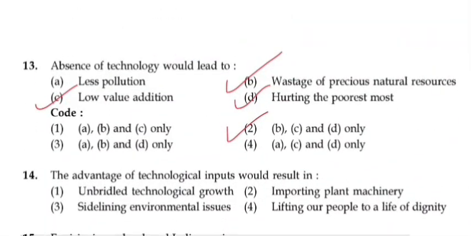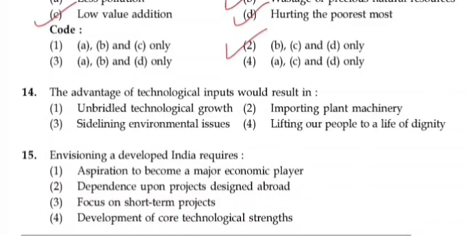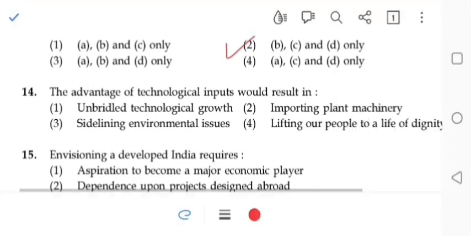The advantage of technological inputs would result in what? Unbridled technological growth, importing plant machinery, sidelining environmental issues, lifting our people to a life of dignity. It will be number 4, that is lifting our people to a life of dignity.